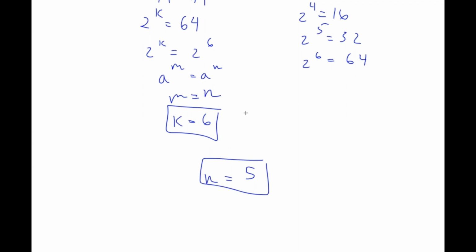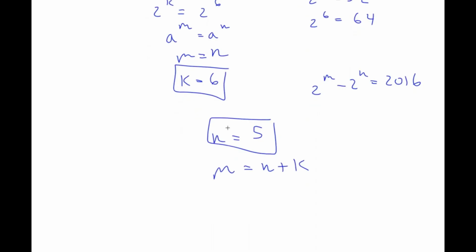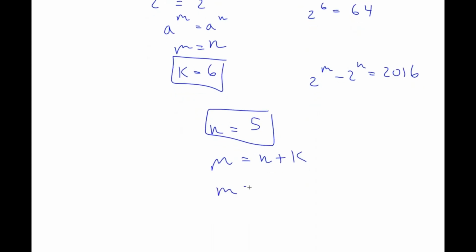However, remember, our original equation was 2 to the power of m minus 2 to the power of n is equal to 2016. And so far, we've found our value for n. However, we did not find our value for m. But remember, we did state in the start that m was equal to n plus k. And we have our values for k and n. So we can simply plug these in. So now we have m is equal to 6 plus 5. 6 plus 5 is 11, so we have m is equal to 11.